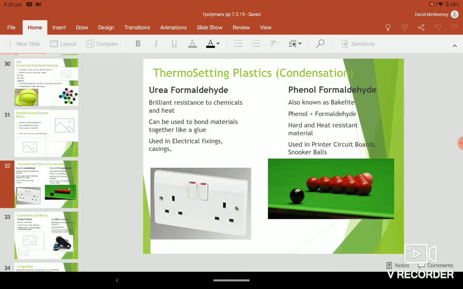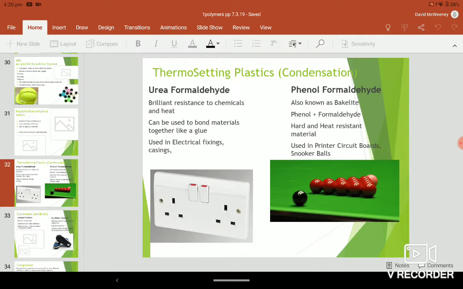So we just want to bring an end to the classification of polymers. So we have thermosetting plastics. The first ones you have are urea formaldehyde and phenol formaldehyde, both made using condensation. Urea formaldehyde has brilliant chemical resistance and is great against heat. Urea formaldehyde is used for glue.